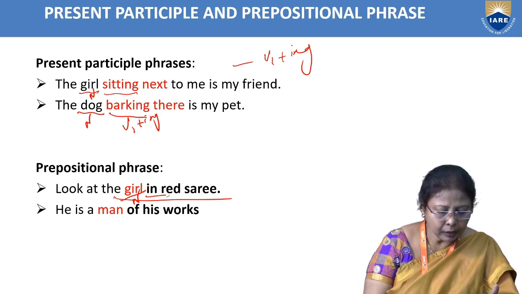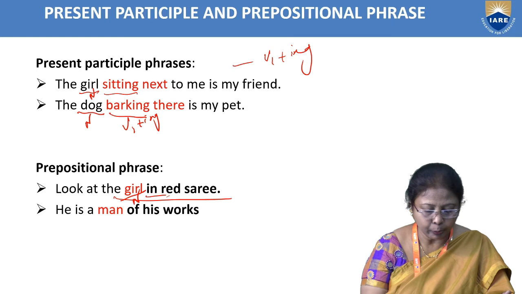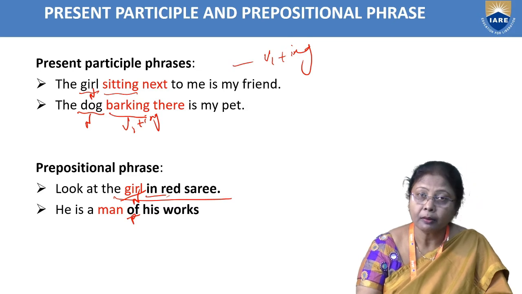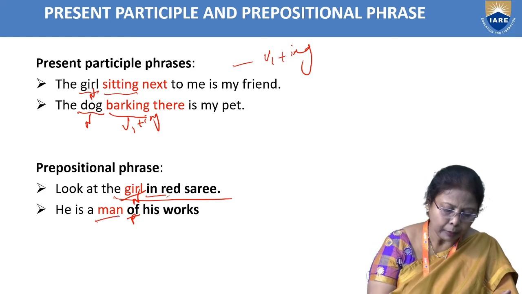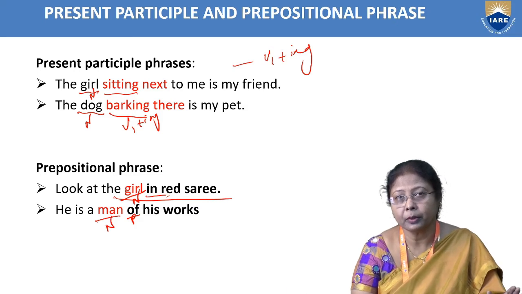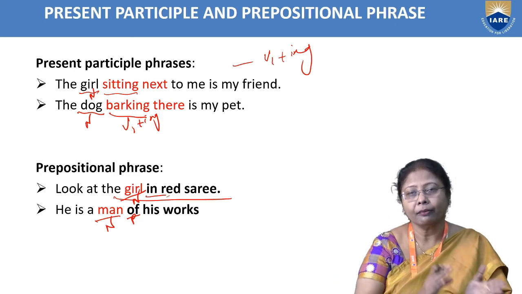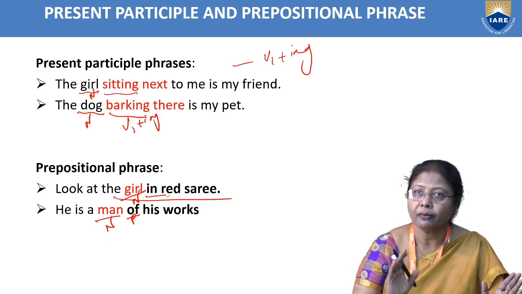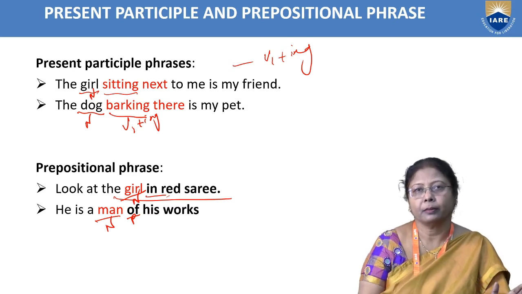And then, he is a man of his works. Of is a preposition. Of his works is a prepositional phrase. What is the noun here? Man. Where was it placed? After the noun. The man of his works. Of his works is a prepositional phrase placed after the noun man. Is it clear? Present participle and prepositional phrase are both located in post modifiers.